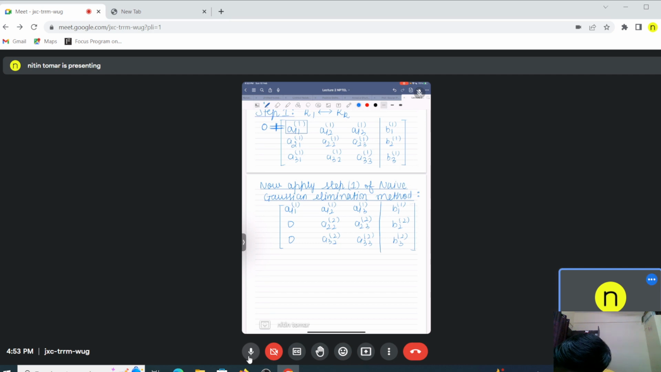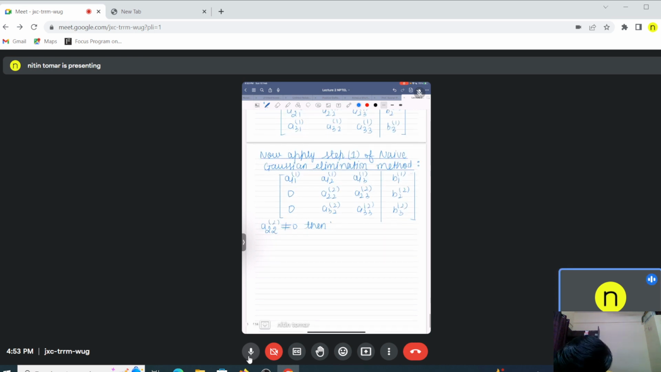Now what will you target? You will make A32 0 with the help of this, correct? But the assumption was that A22 is not 0, right? If A22 is not 0, then proceed with the naive Gaussian elimination method.